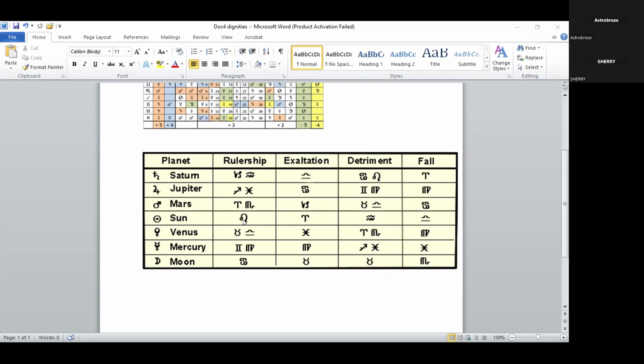And then what you will find with the other two, detriment and fall, one is always opposite the other. So rulership and detriment are opposite. So if the sun is in its rulership in Leo, it's going to be in its detriment in the sign opposite of Leo, Aquarius, and we'll see that right there. And then the same the other way around. If it's in its exaltation in Aries, it's going to be in its fall in Libra. Okay.